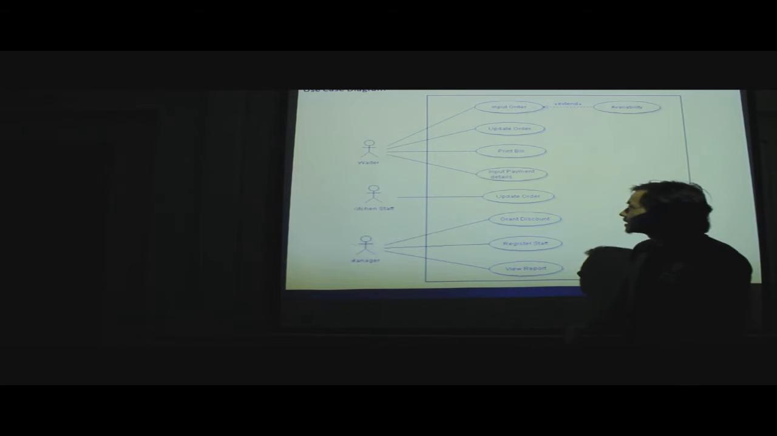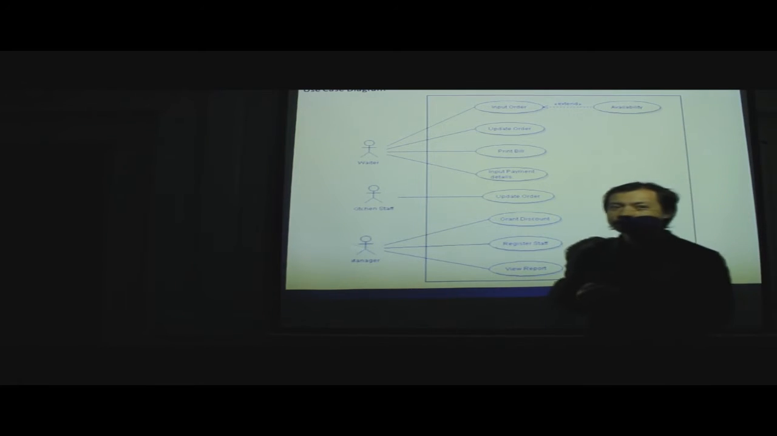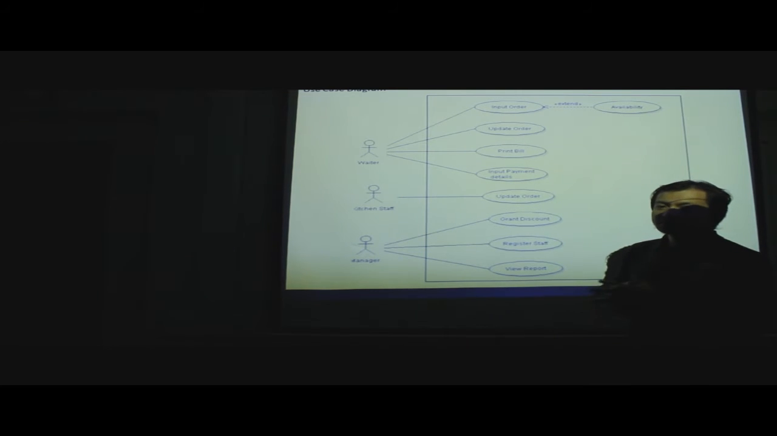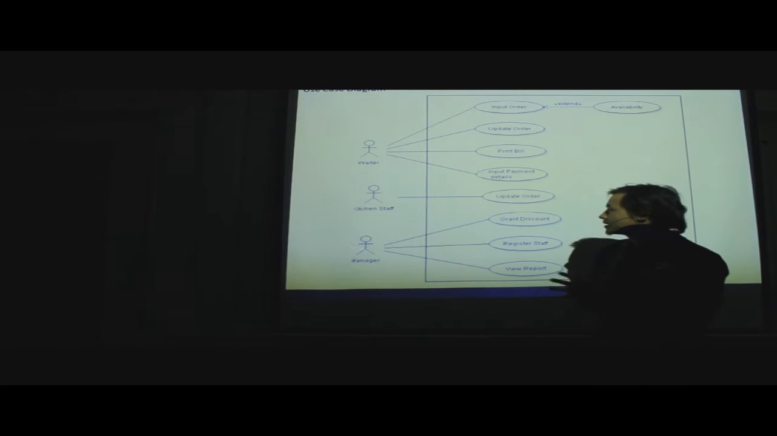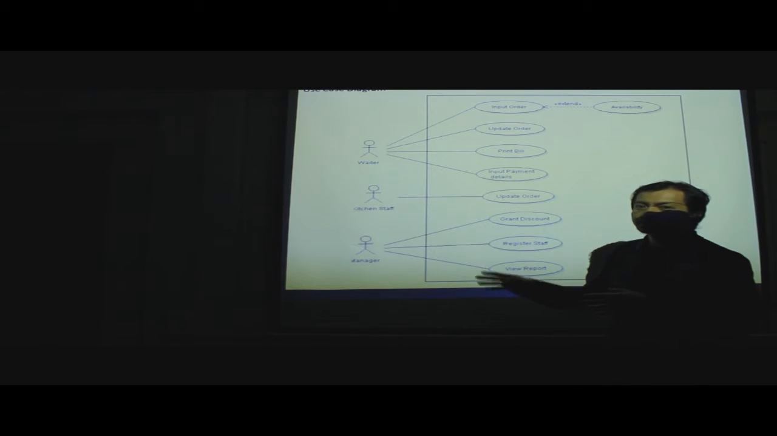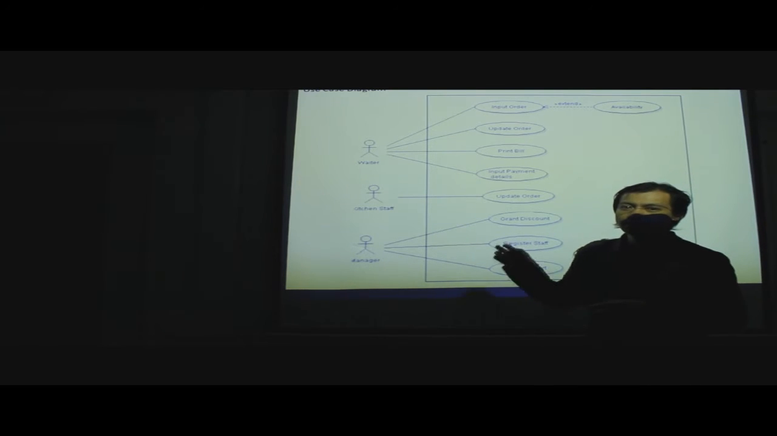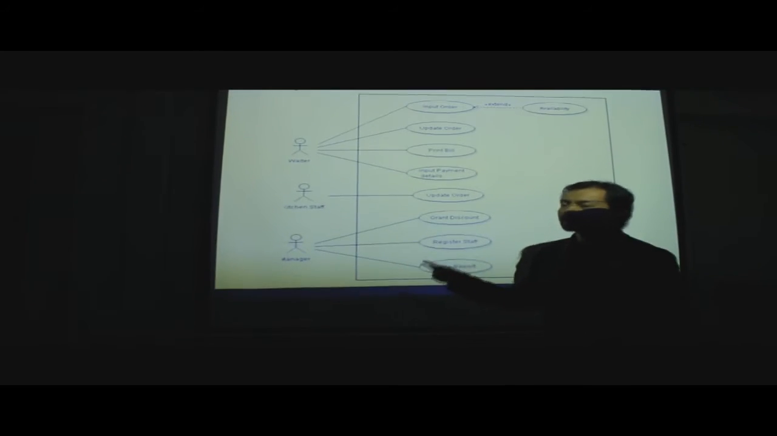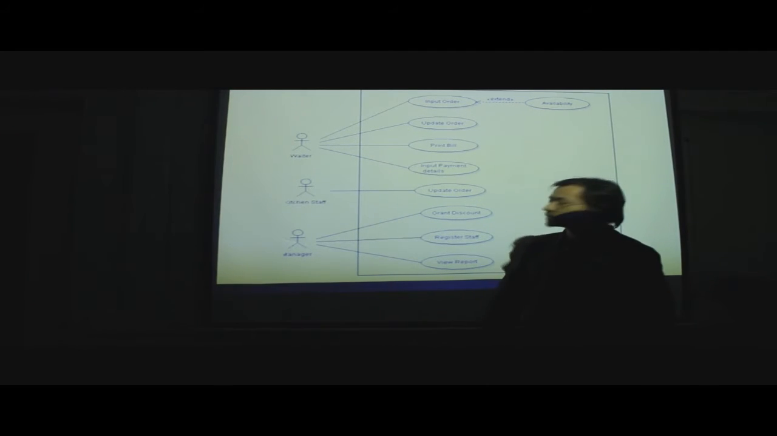The second is the kitchen staff. After the order is ready, the kitchen staff inputs it in the system. When the food is ready, he inputs it in the system, and it tells the waiter that the food is ready.